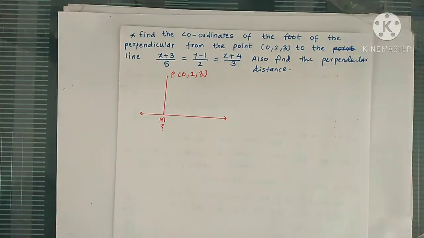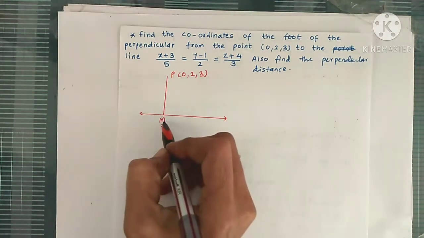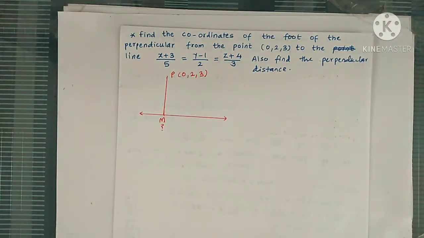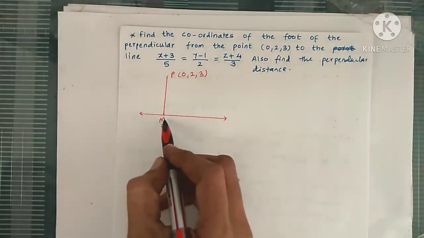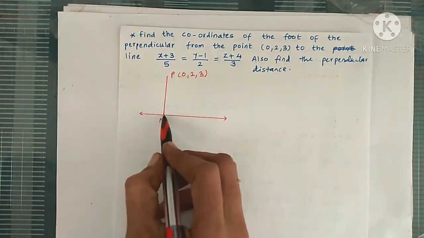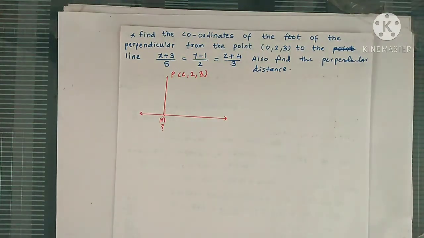So that is the first question. And after finding M, we have to find distance PM. The only question here is finding point M, because to find the distance, it's really very easy. Using the distance formula, you can find distance PM. Once we get point M, it will be really easy. So the main question is finding the coordinates of M. So how to find the coordinates of M?